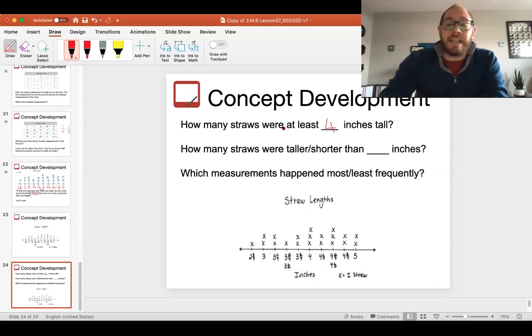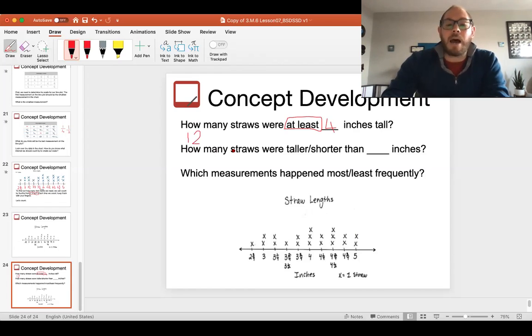Now, at least means everything that is 4 inches tall or more. At least means a certain length or more. So I'm going to start at 4 and I'm going to count all the X's above that 4 up. So let's count it together. 1, 2, 3, 4, 5, 6, 7, 8, 9, 10, 11, 12. So there were 12 straws that were at least 4 inches tall.